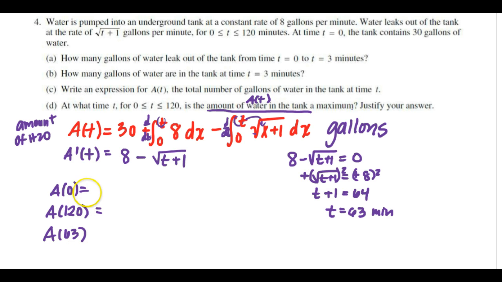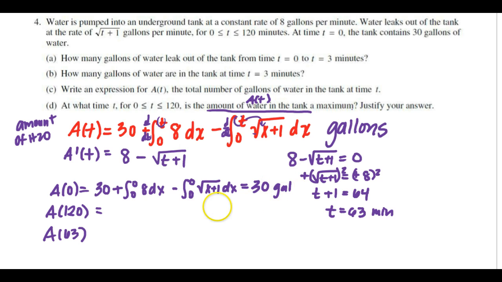So now it's a matter of substituting these numbers into this A of t function and then determining what is the biggest value. So A of 0 is going to be 30 plus the integral from 0 to 0 of 8 dx minus the integral from 0 to 0 of radical x plus 1 dx. So that one's nice. These two integrals are 0, so the answer is 30 gallons.